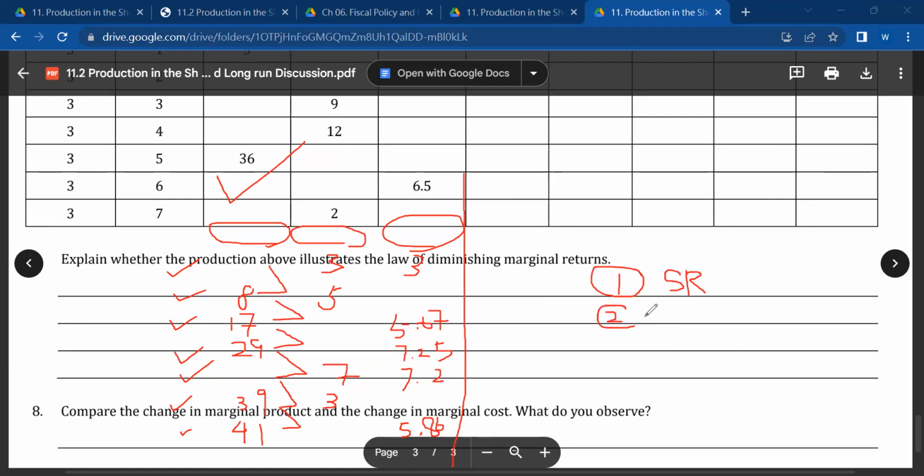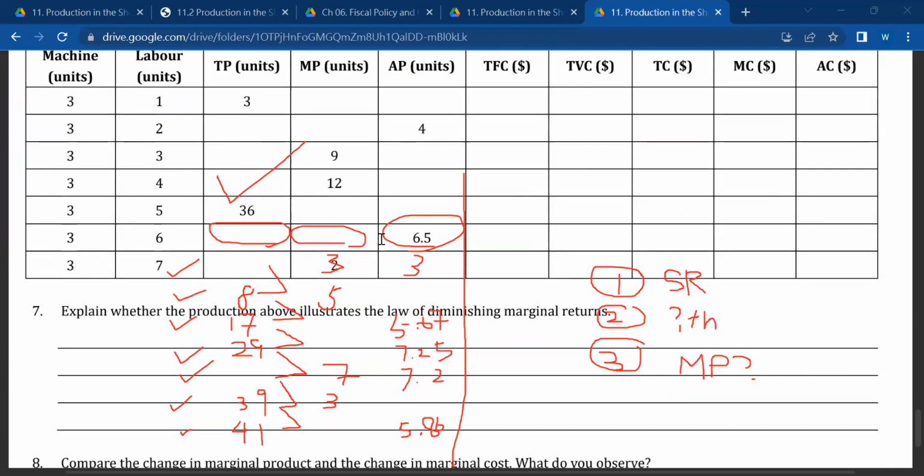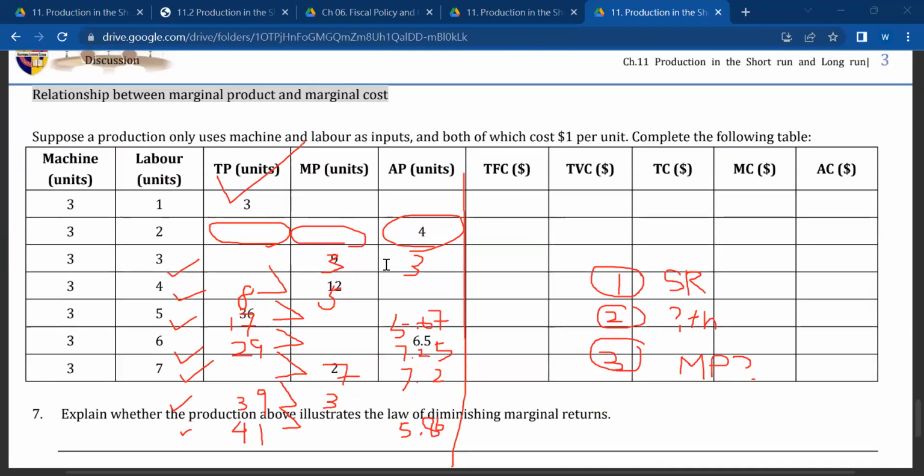Second, which neighbor, or which unit of machine, begins to decrease in the MP. And the third thing is about the MP: decrease from what to what. So I want all of you to try to write the answer yourself. Okay, you need to write the answer yourself. Is it okay?